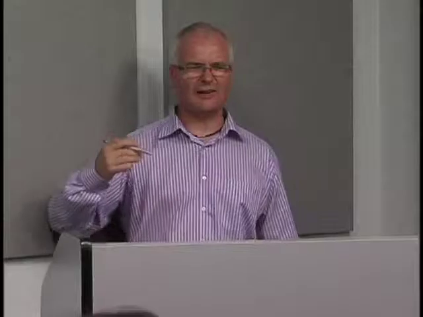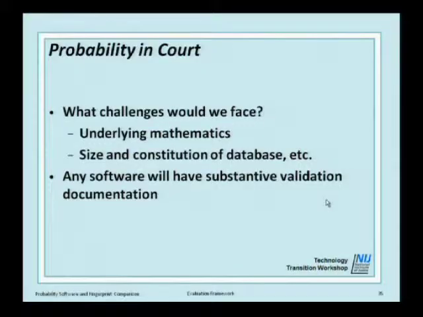So what sort of challenges? Okay, the underlying mathematics are going to be challenged. How exactly were those likelihood ratios calculated? Size and constitution of the database. That's where the main attacks are going to come. There are also other attacks. If you're using a software model, they're going to do things like, well, if you push that particular key A, how do you know that what you think is going to happen happens?